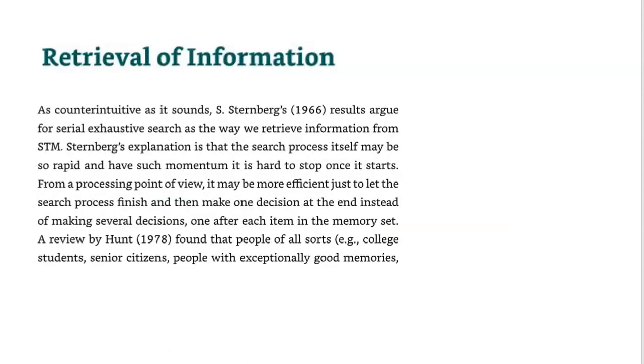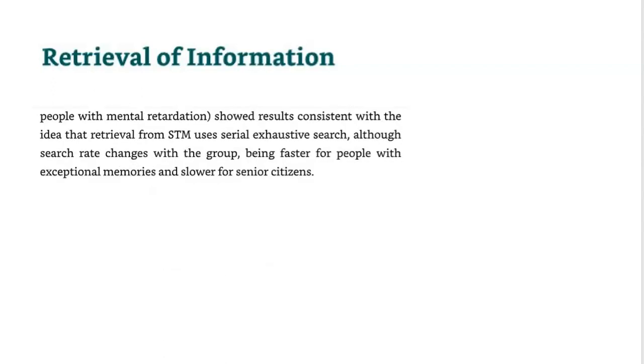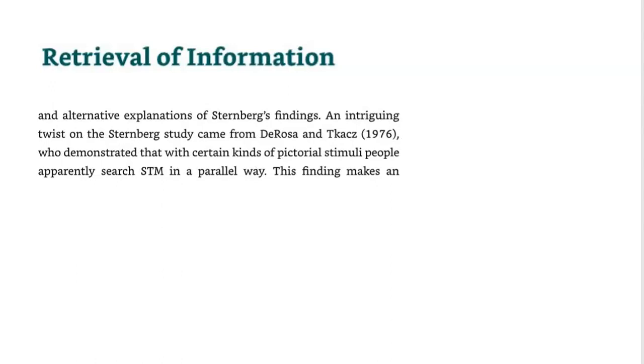And again, as reviewed by Hunt in 1978 and others, you can see some of these articles are pretty old. People of all sorts with exceptionally good memories are the best at this sort of retrieval performance. Results were consistent with the idea that retrieval from short-term memory uses a serial exhaustive search, although search rate changes with the group, being faster for people with very good memories and slower for people that have aged a little bit, maybe 65 or older. So that's the idea. There is an alternative explanation for Sternberg's findings, of course.